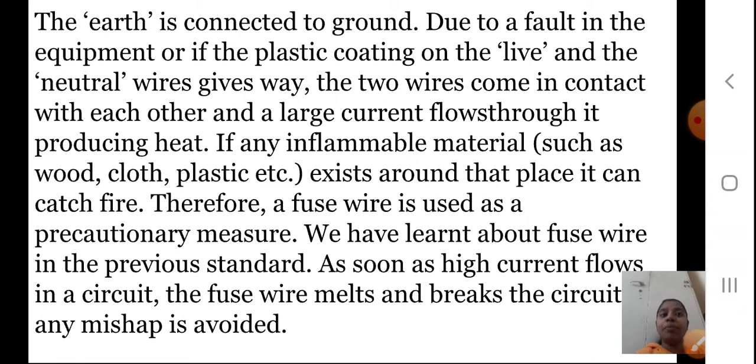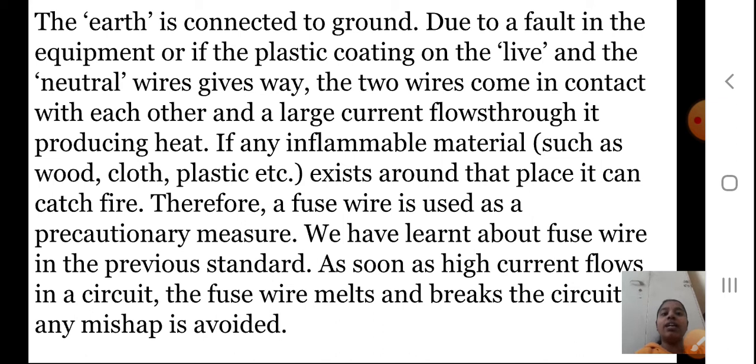If any inflammable material such as wood, cloth, plastic, etc. exists around that place, it can catch fire. Therefore a fuse wire is used as a precautionary measure. We have learnt about fuse wire in the 9th standard textbook. I told you, when you study this lesson, please go through your 9th standard textbook.